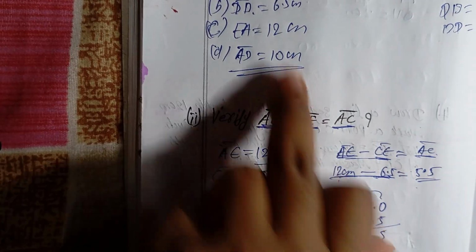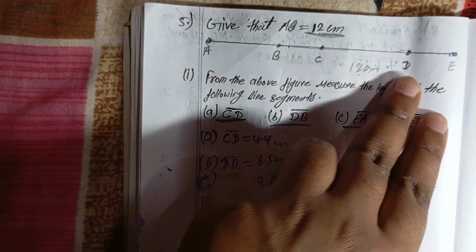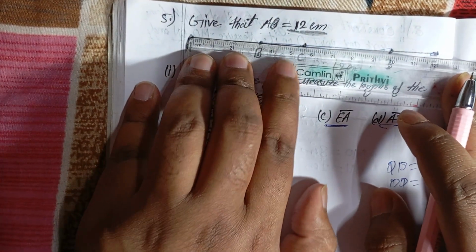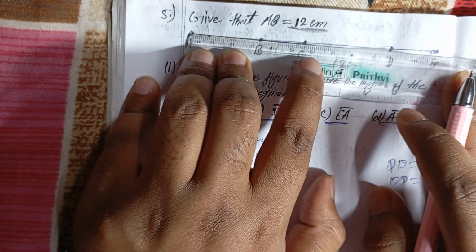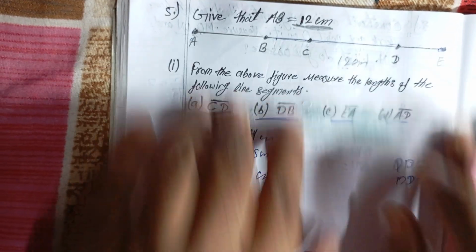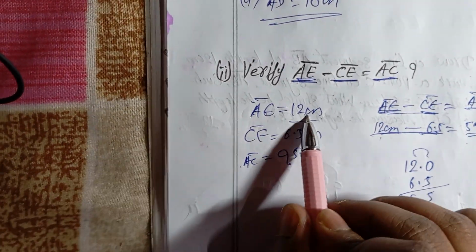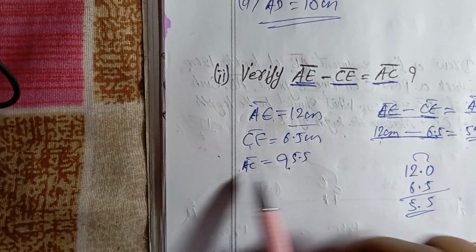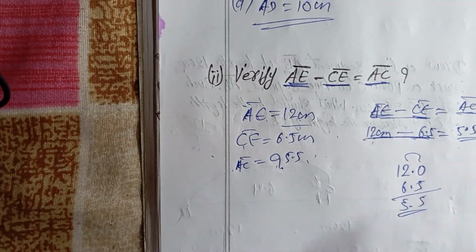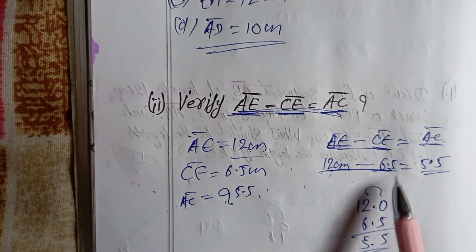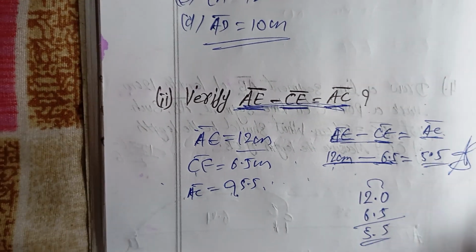Okay, now 5.5. When we measure here also, the distance of A and C is going to be 5.5 only. That's why I did it here. First I measured the distance: AE measures 12 centimeters, CE is 6.5, AC is 5.5. By doing it this way, we have shown the distances of AE and CE. So this is our answer.